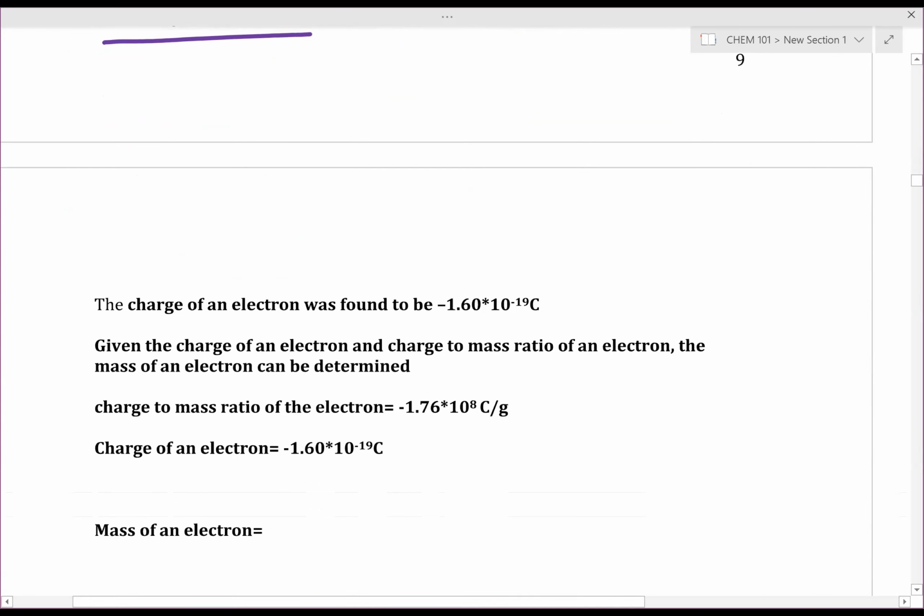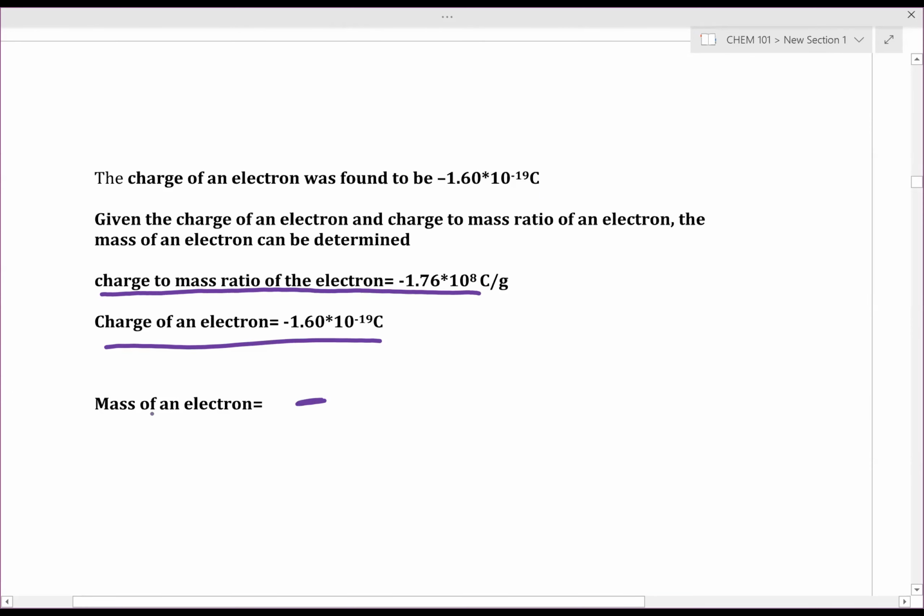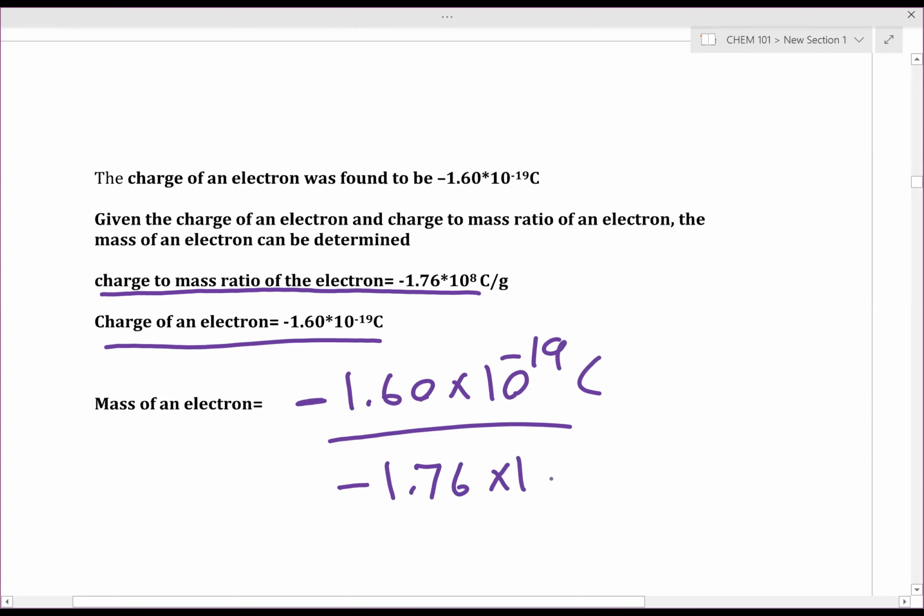Okay, so in a nutshell, these two experiments have allowed us to figure out the mass and charge of an electron, a really, really small subatomic particle, to a high level of precision. So just to give you an idea of the mass of an electron, we know the charge to mass ratio, and we know the charge of an electron, so we can calculate the mass. So 1.60 times 10 to the negative 19th coulomb, divided by negative 1.76 times 10 to the 8th coulomb per gram. And if we punch that out into our calculator, it's really important to get a sense of how small these particles are.